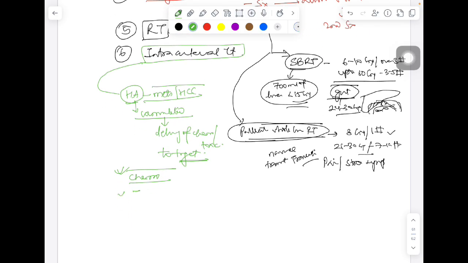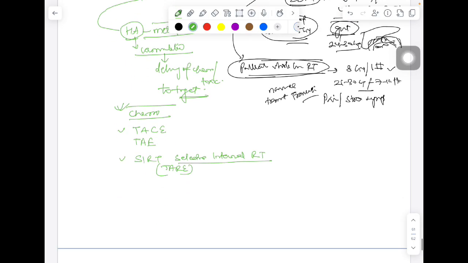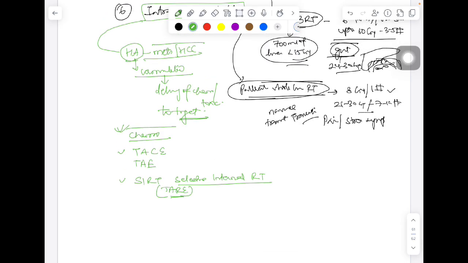We can give transarterial chemoembolization. So you cannulate the hepatic artery, block it, give some chemo. Transarterial, then embolization, plain embolization, then this thing of chemo. And you can give SIRT. SIRT is selective internal radiotherapy, or TARE. SIRT is an umbrella term, but nowadays only TARE is being done. So it is radiotherapy targeting this lesion. I hope we are clear on how we are going to do TARE.